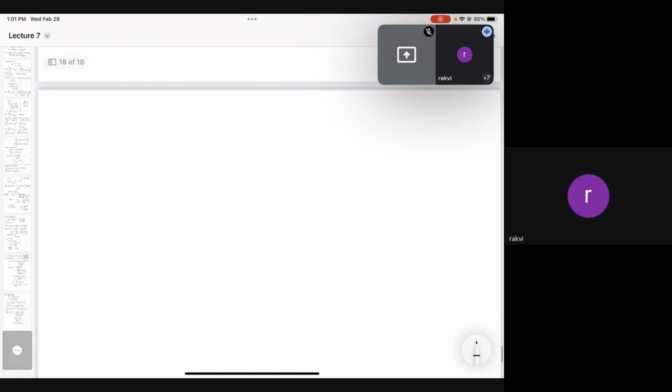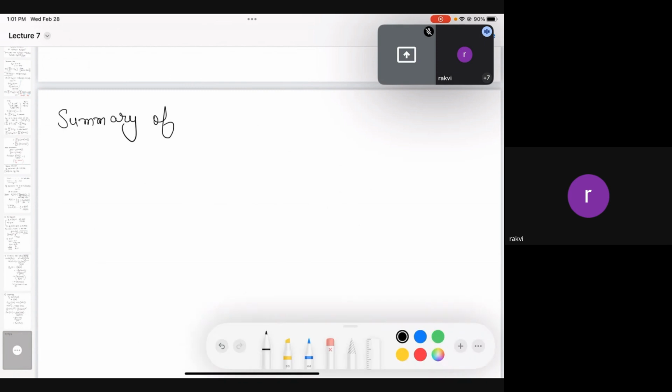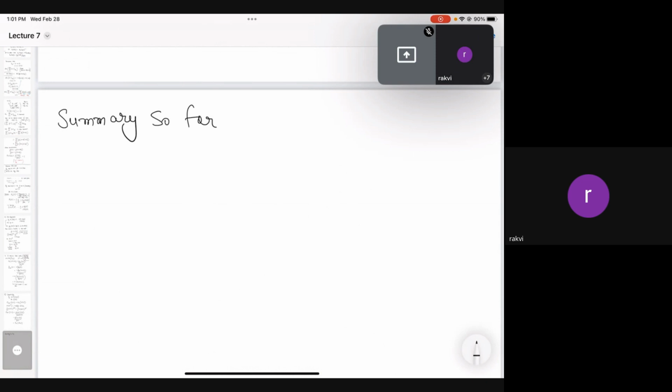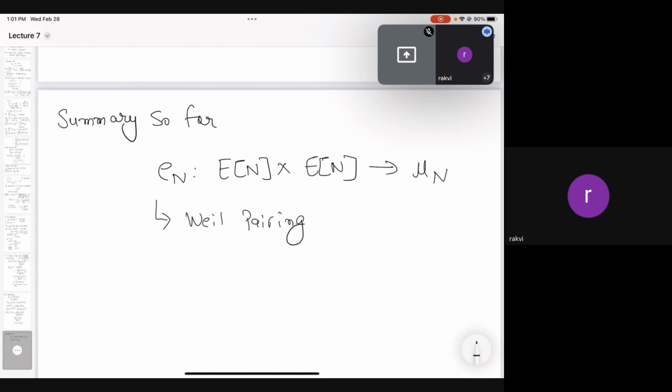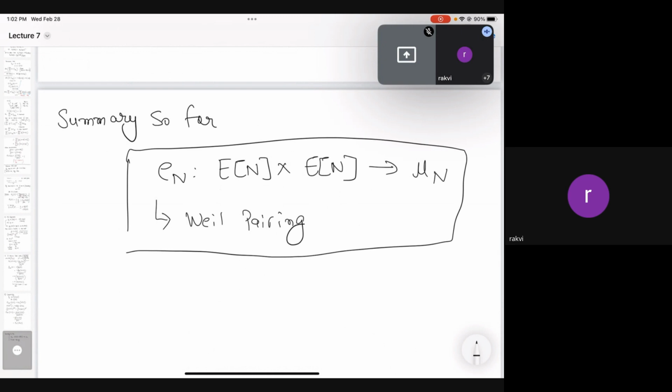So this is just a summary of the previous two. Summary so far. We have a pairing from E[n] cross E[n] to the roots of unity. And the word pairing is used because it satisfies all those properties: it's bilinear, alternating, Galois equivariant, and compatible, and so on and so forth. So a map like this. And why is this useful?